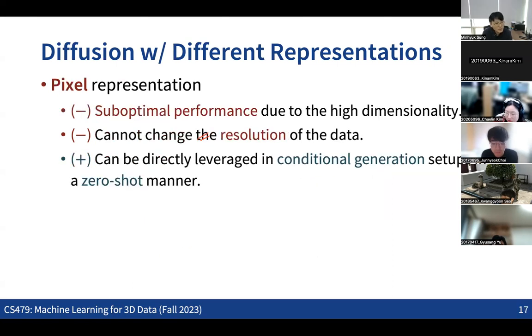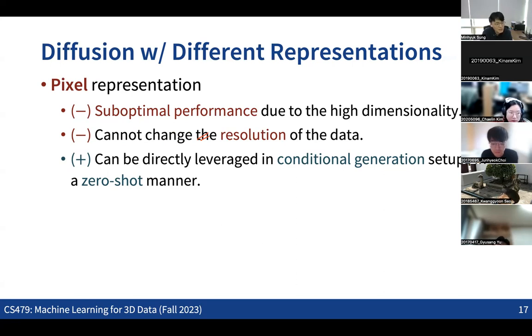The cons of the pixel representation are that we cannot get the best quality of generation of the outputs, because we are playing with very high dimensional input data. Also, the downside is that we cannot change the resolution of the data. If we have a latent representation, we can make it an implicit representation, as we discussed in the previous lectures. In terms of that, we can change the resolution of the data as we want. So that's the downside.